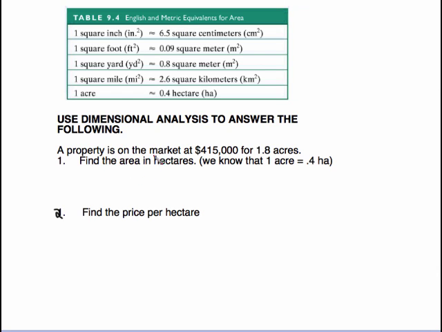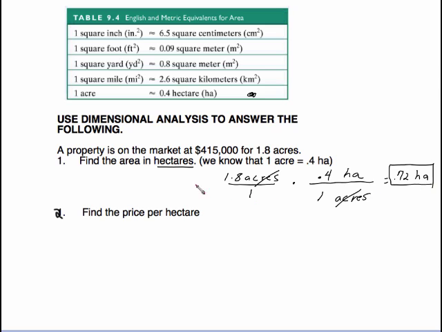So we first have a property on the market at $415,000 for 1.8 acres. Find the area in hectares. Well, we know from this chart that 1 acre equals 0.4 hectares. So we'll do what we did earlier. We have 1.8 acres over 1. We need to get rid of acres, so acres is going to have to go on the bottom. We want to introduce hectares, so 0.4 hectares is equal to 1 acre. Acres will cancel out, and all I have to do is the arithmetic of 1.8 times 0.4, which is 0.72 hectares.